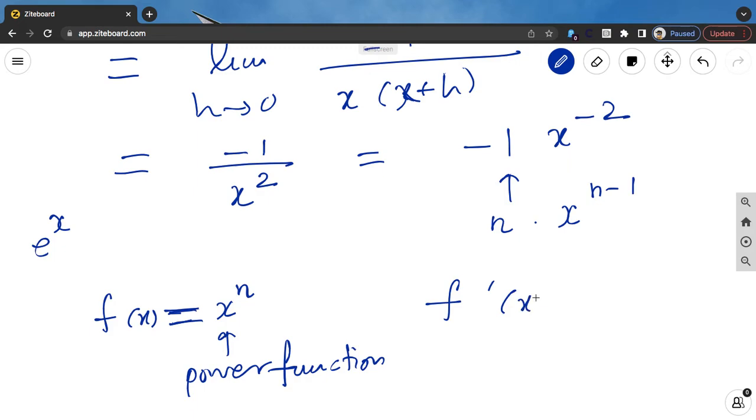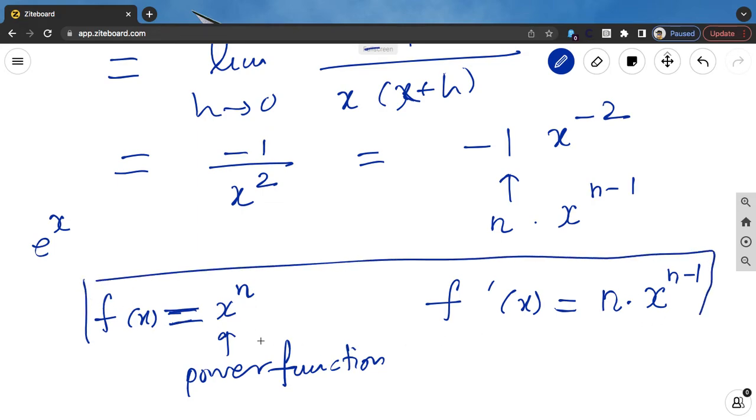So f dash x is n times x raised to n minus 1. This is our first generalized result. And what is n? What kind of a number can n be? Well, n can be a real number. n can be positive, negative, or fraction.